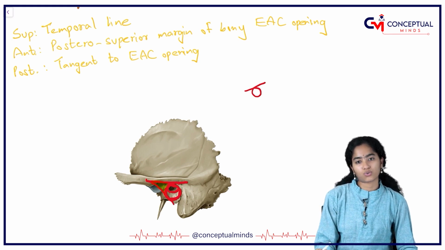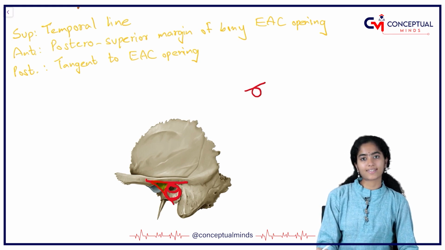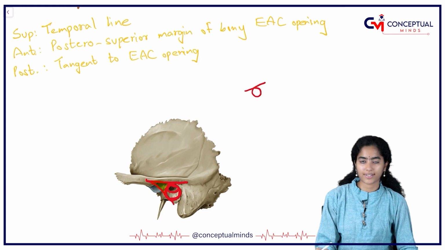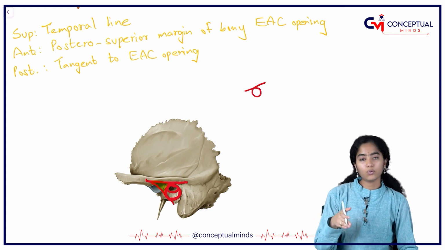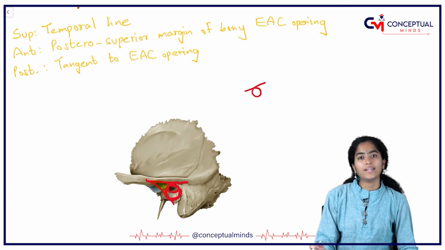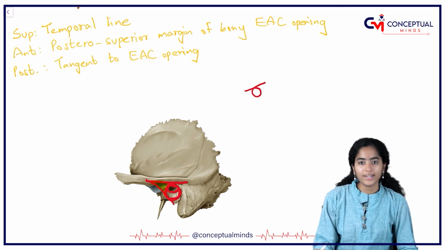And the suprameatal triangle or the McEwen's triangle is an important superficial landmark. It is a surgical landmark. Going via the suprameatal triangle will lead us into the interior of mastoid antrum.